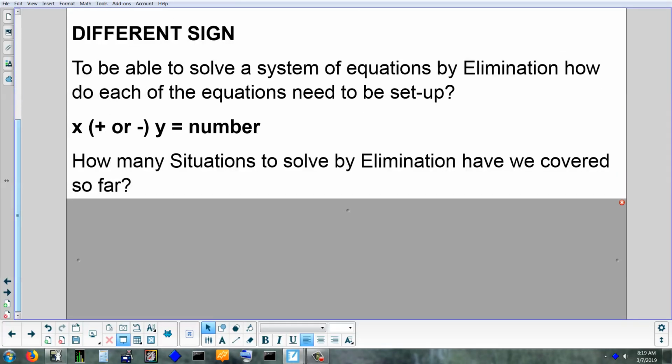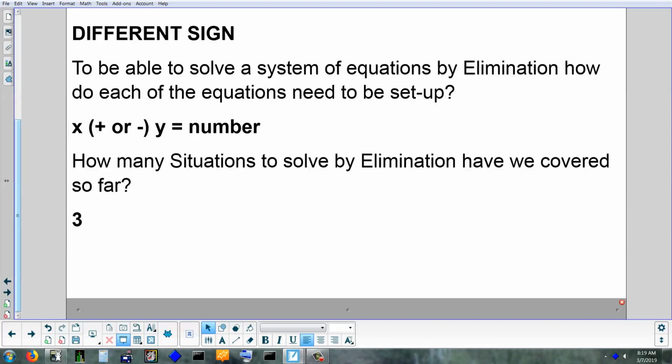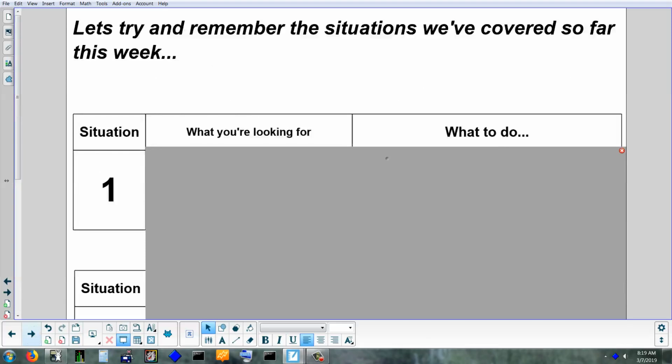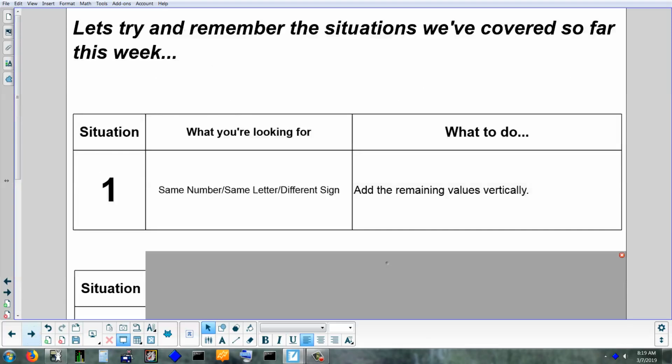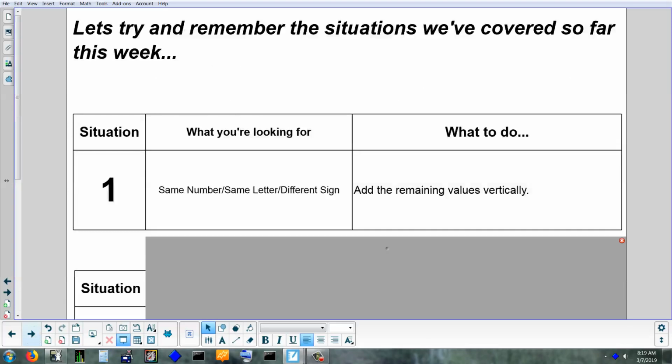So, how many situations have we covered so far? 3. 1, 2, and 3. All right, so reminder. Situation 1. It's already set up. Same letter, same number, different sign. You just add the columns vertically, ready to go.